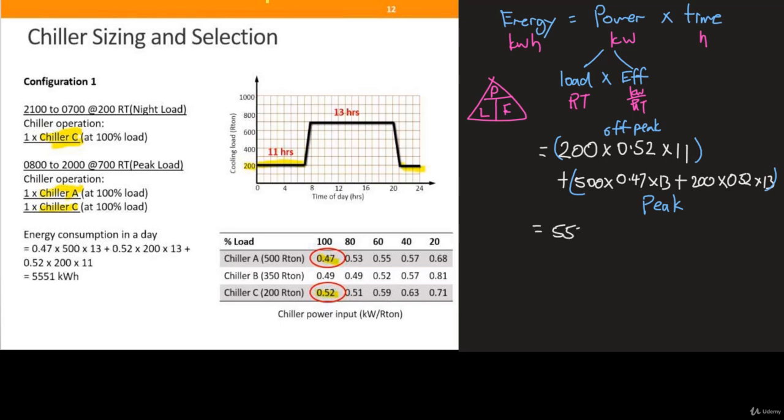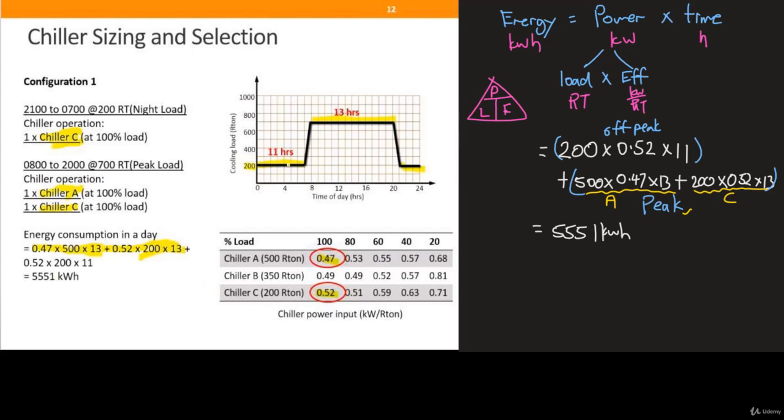Okay, so I'll repeat. This first term over here, 0.47 times 500 times 13 hours, is your chiller A energy consumption during the peak period. Okay. Then if you add 0.52 times 200 times the 13 hours, okay, this is your chiller C during the peak period. So this whole term that is highlighted over here is your peak period consumption.